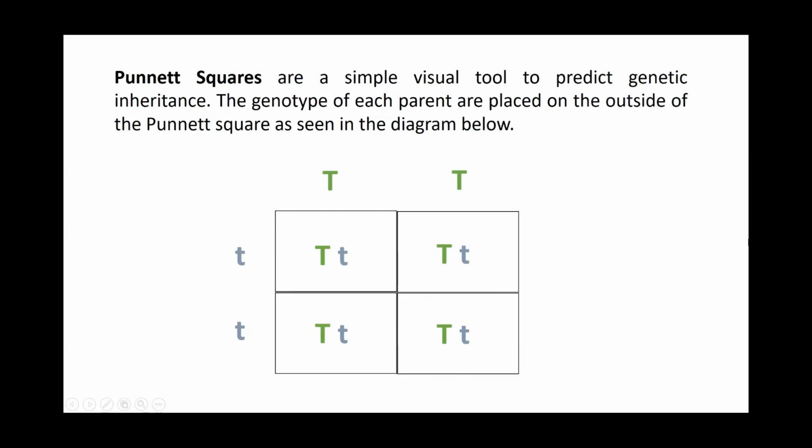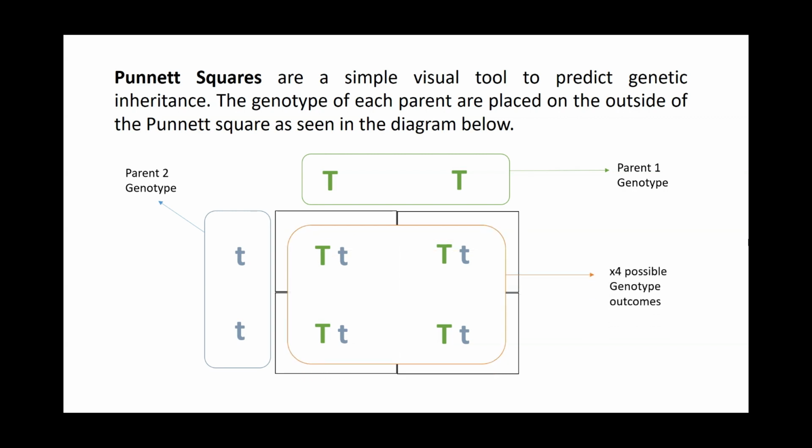Let's look at Punnett squares. So Punnett squares are a simple visual tool to predict genetic inheritance. The genotype of each parent is placed on the outside of the Punnett square, as seen in this diagram below. So on the outside along the top here, I've put the genotype for parent 1, who is a homozygous dominant individual, and parent 2, who is a homozygous recessive individual. And each of the four possible outcomes here are heterozygous individuals.